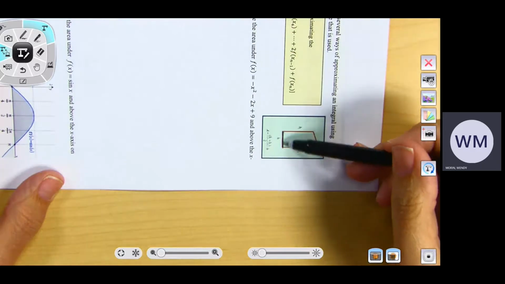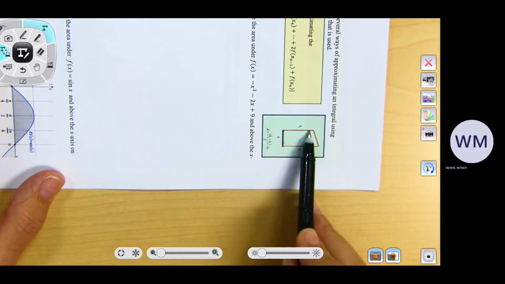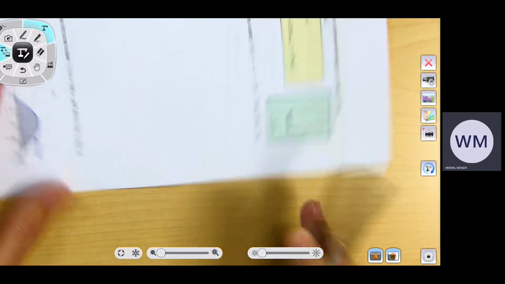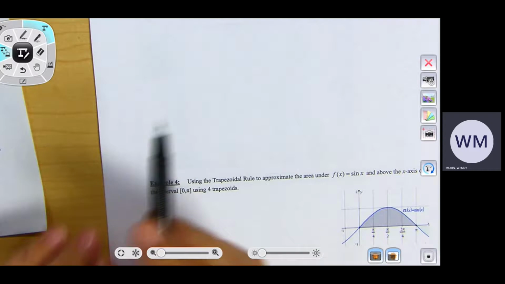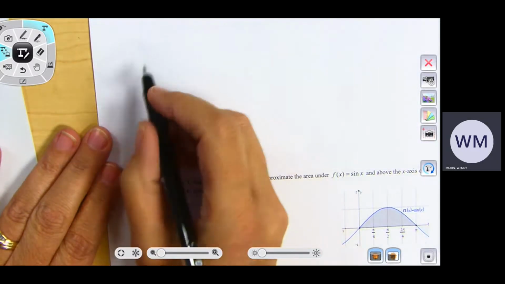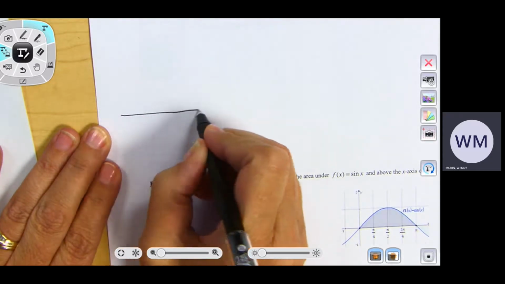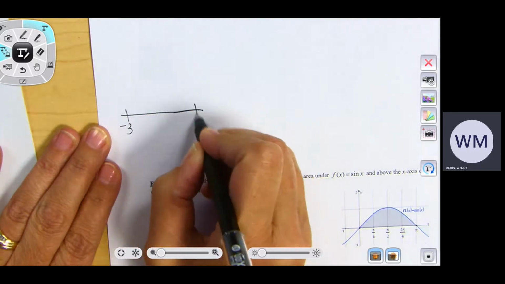This will be the height of your trapezoid. And these two heights will be the bases we're going to add together. So let's see what that looks like. Again, we're going to start from -3 to 2. So let me just draw a little graph over here. -3 to 2.